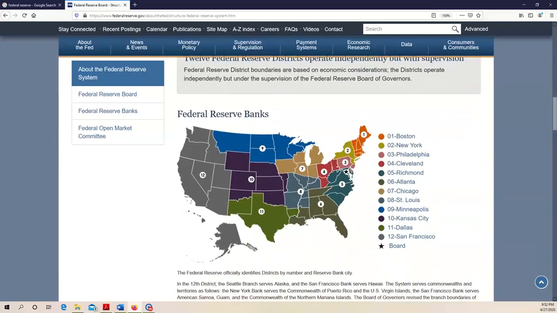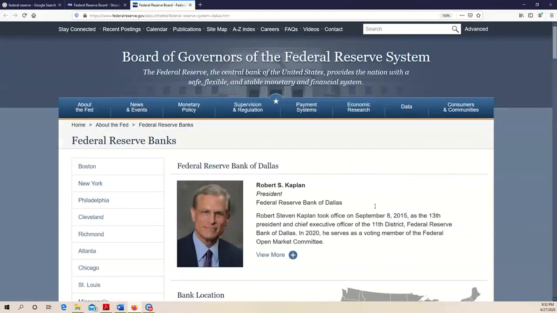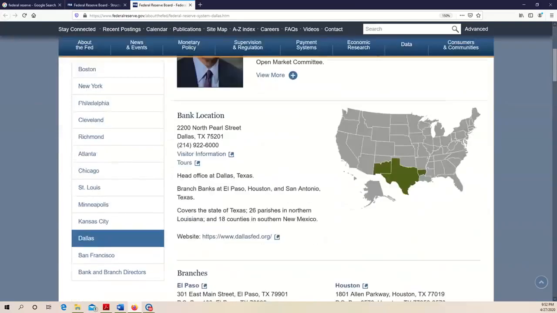So the entire nation is divided into 12 districts, and each district is governed by a particular Federal Reserve Bank. So look here. Texas belongs to District 11. District 11 is called the Federal Reserve Bank of Dallas.